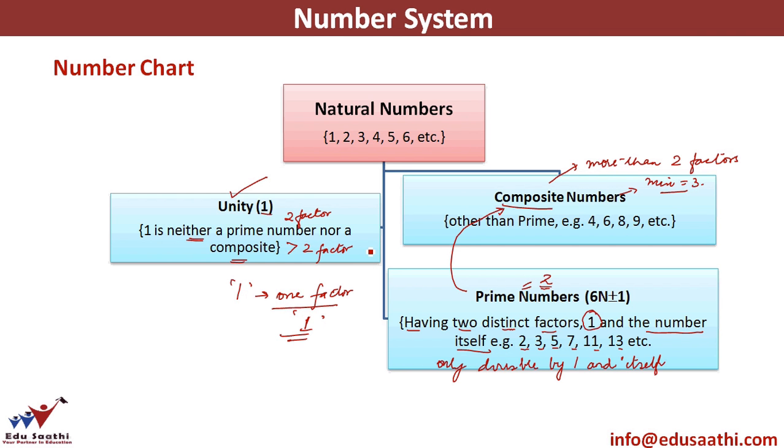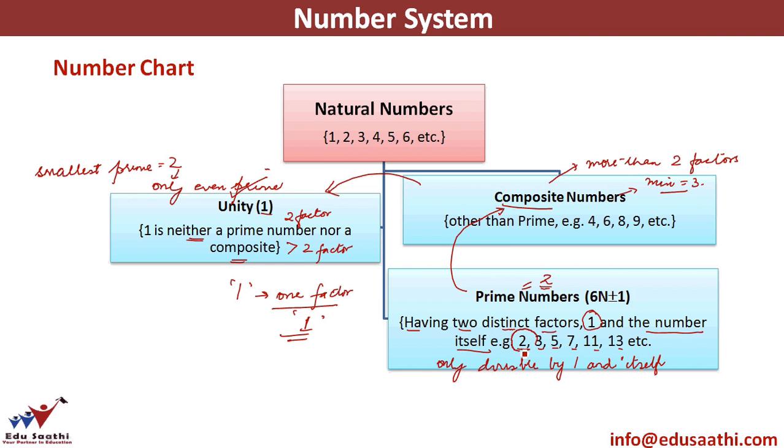Natural numbers can be prime or composite, with an exception of unity. Unity is not a composite number. The smallest prime number that you have is 2. And it is the only even prime number. All the other prime numbers that you have are odd.